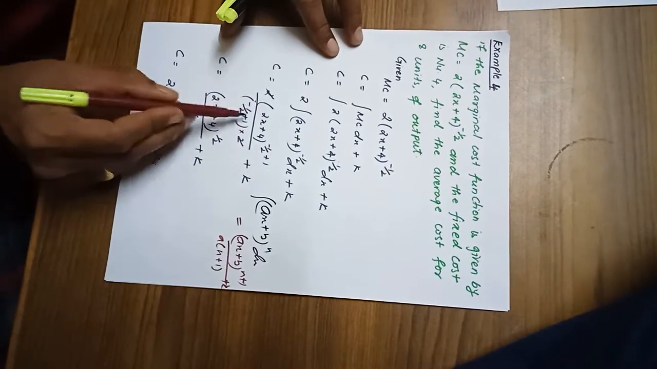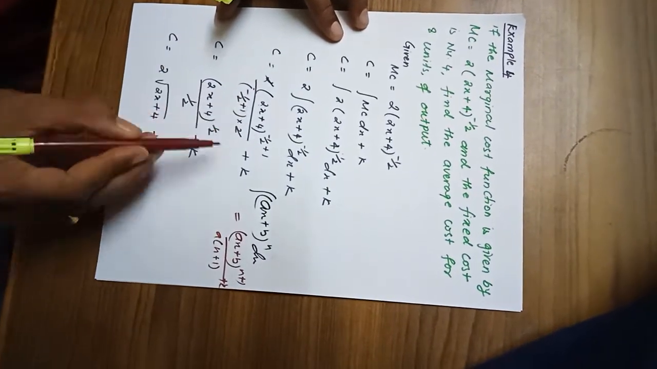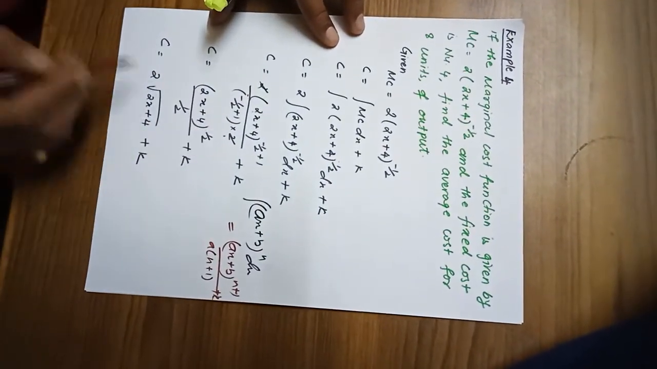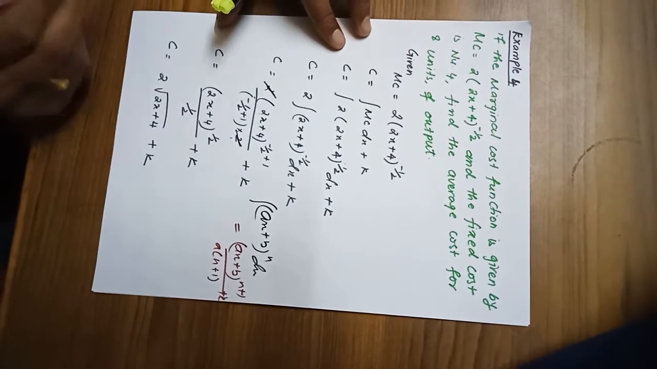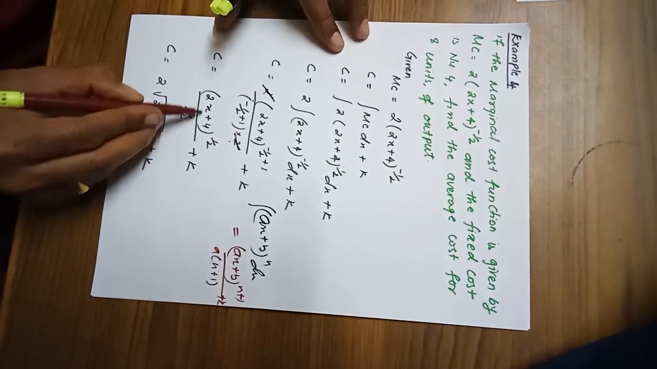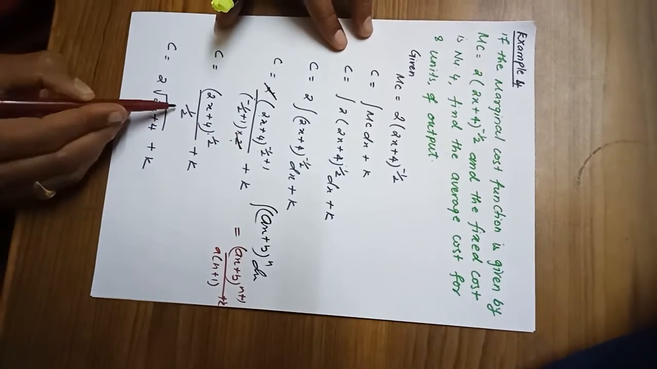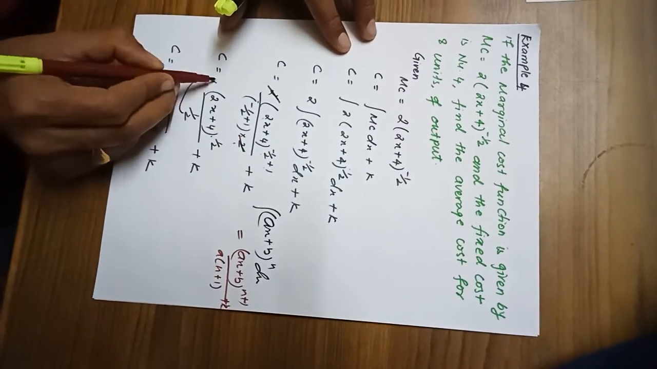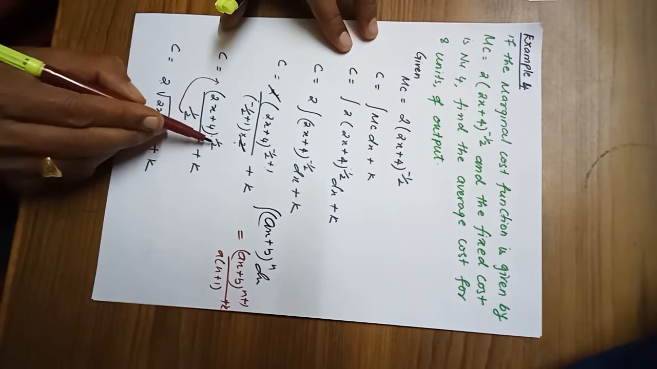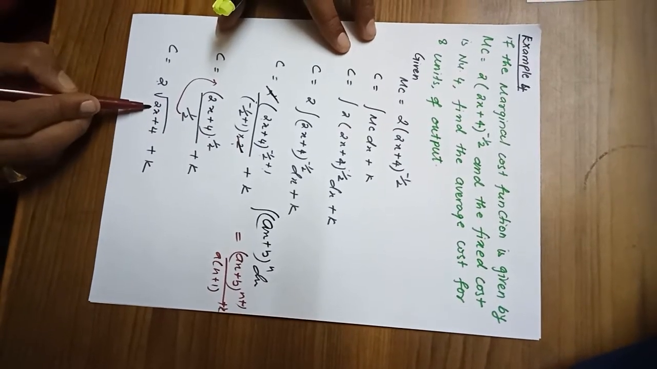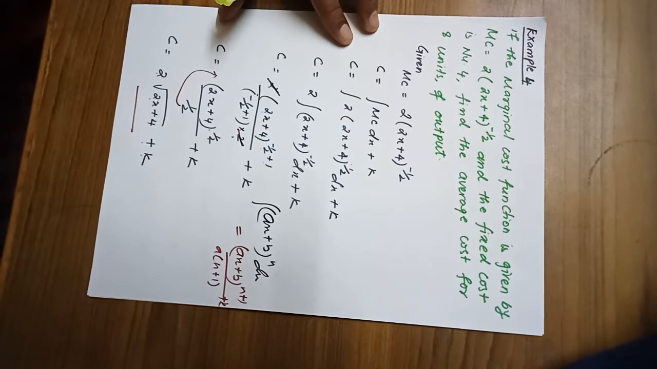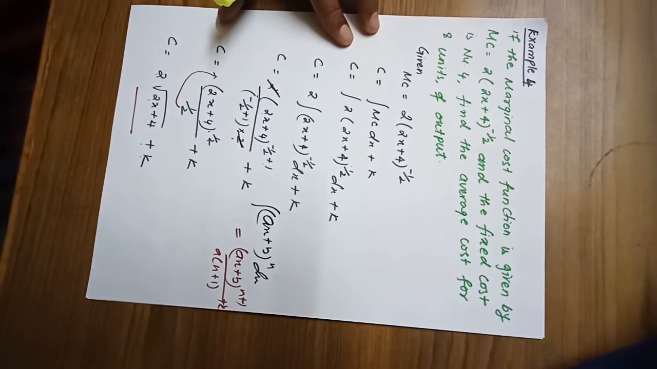So (2x + 4)^(-1/2 + 1), and the same thing. Whatever is coming here, you write the differentiation of 2x, which is 2. You are differentiating and writing it here, so this 2 gets cancelled. So (2x + 4)^(-1/2 + 1) is half only, positive half. What will happen? This will get reciprocal. 2 times 1 by 2, you can write it as square root, plus k here. So you got the total cost function.